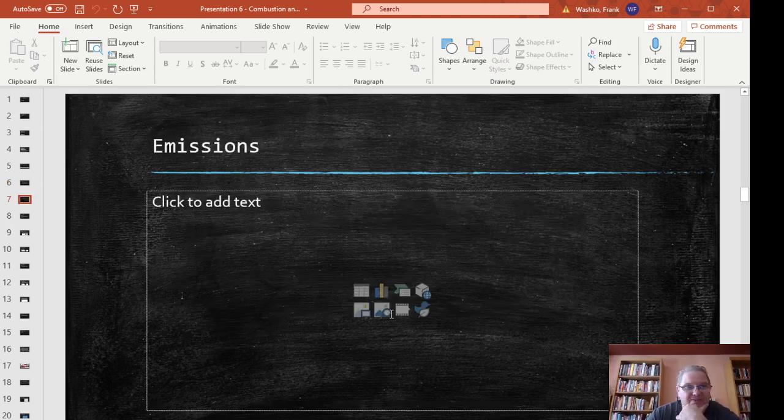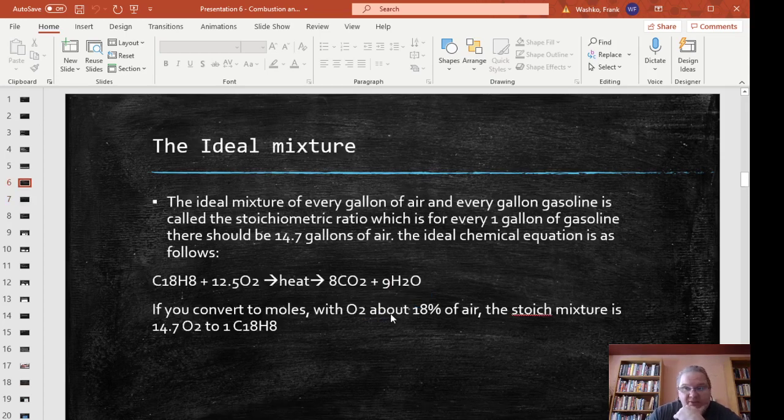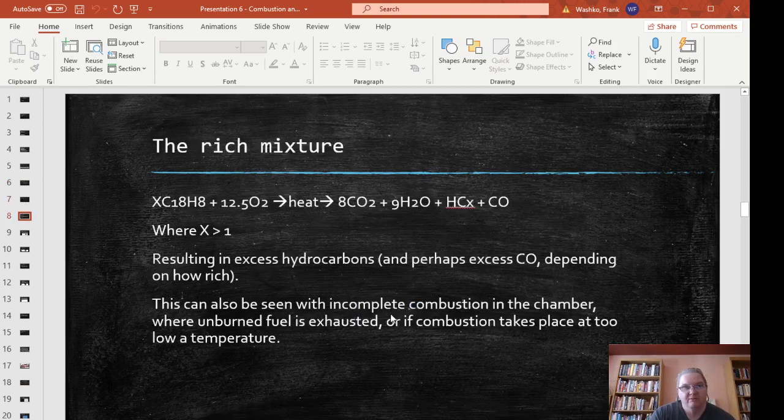So now let's look at the emissions issue. If indeed we get everything burned and it's a stoichiometric mixture, then I'm just getting out carbon dioxide and water, and I win. But let's talk about what could go wrong here, or what other emissions I might run into. So let's turn to the emissions issue.